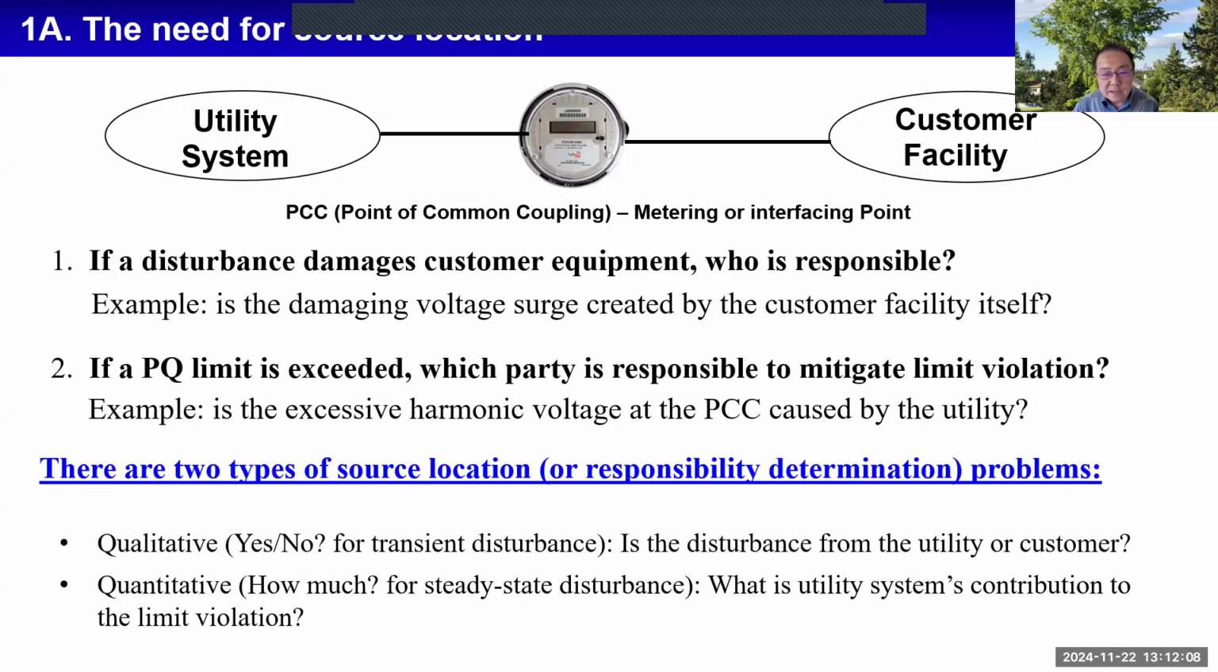As a result, there are 2 types of source location problems. One is qualitative, meaning yes or no. This is for transient disturbance. Is the disturbance coming from the utility or from the customer?